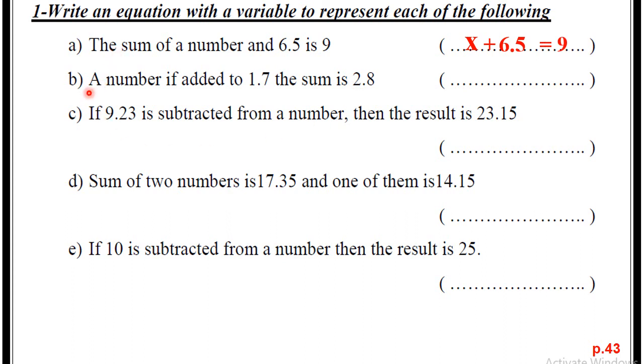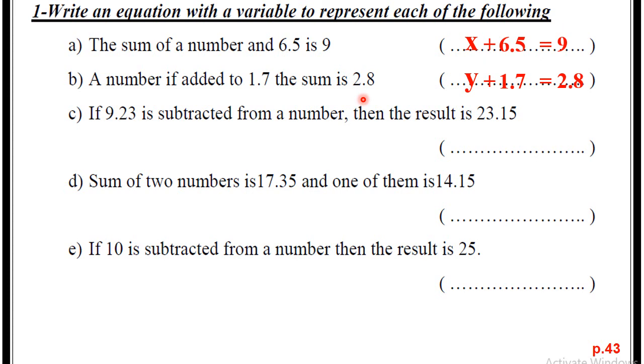And now in letter B: a number if added to 1.7, the sum is 2.8. A number, we don't know the value of the number, so we will represent it using a variable here. Added means plus 1.7, the sum is equal 2.8. So here y, my variable, plus 1.7 is equal 2.8.